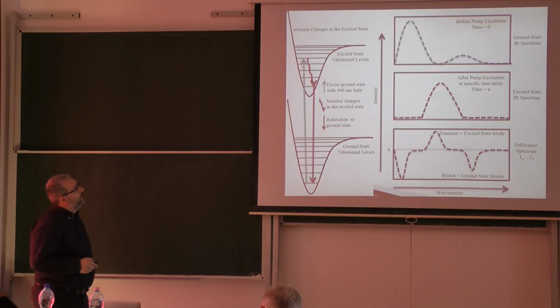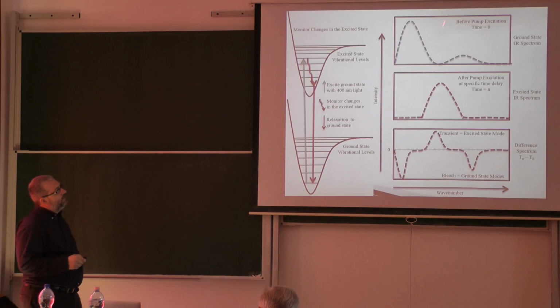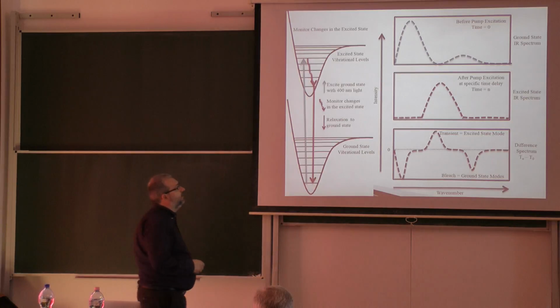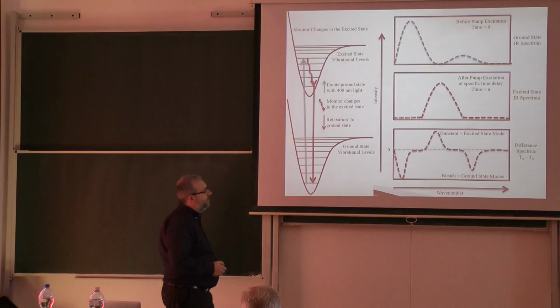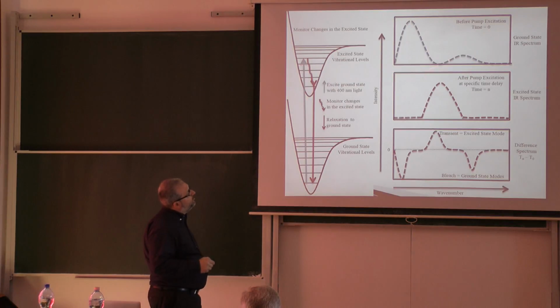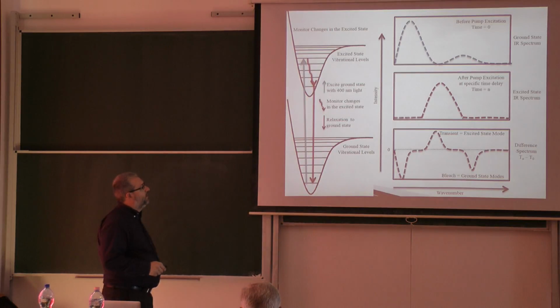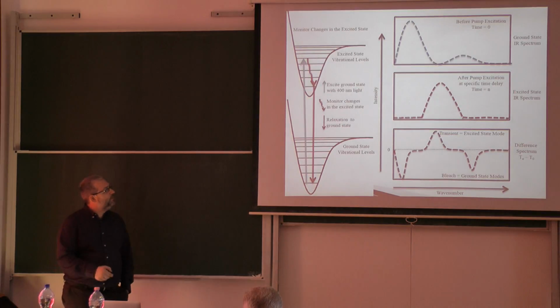And basically what happens here is that before pump excitation, you have a normal absorption in IR. After the pump excitation, you can have an induced absorption, which will be positive. If you subtract the second one from the previous one, you will have the difference absorption spectrum. This is how it looks like. You will have the bleach, which are the ground state modes, and you will have the so-called transients, which are the signs for the induced absorption. So this is what you have.